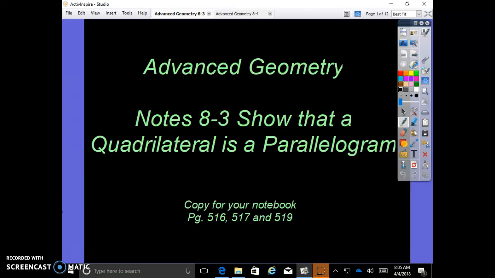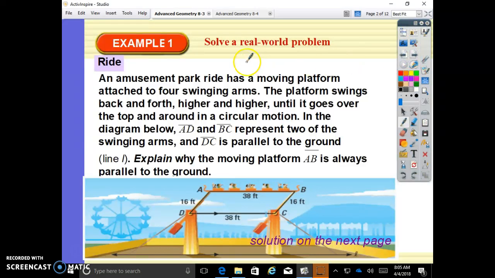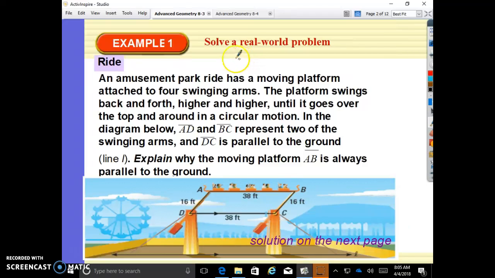Today's notes are on 8.3, show that a quadrilateral is a parallelogram. We started by copying the notes from the book on pages 516, 517, and 519. So let's get into our first example.